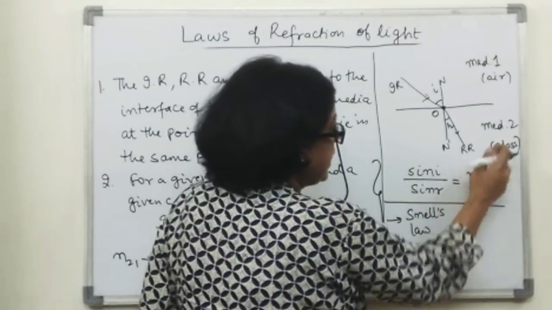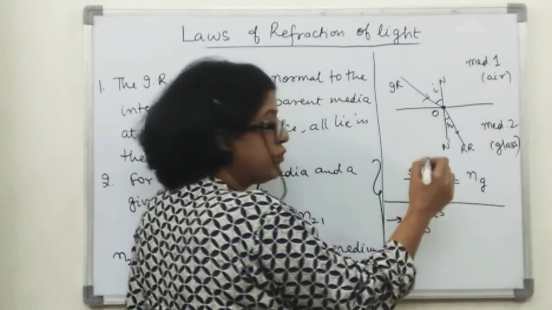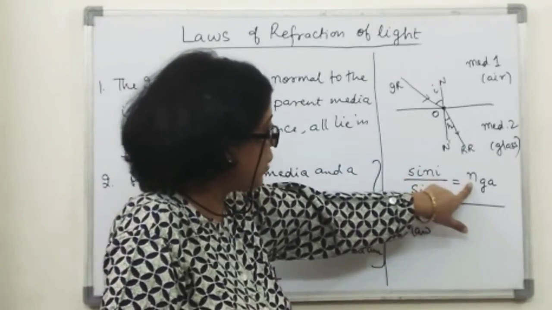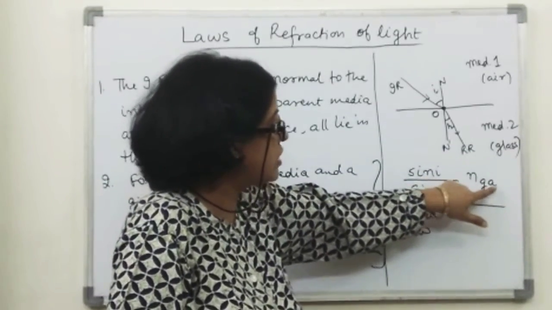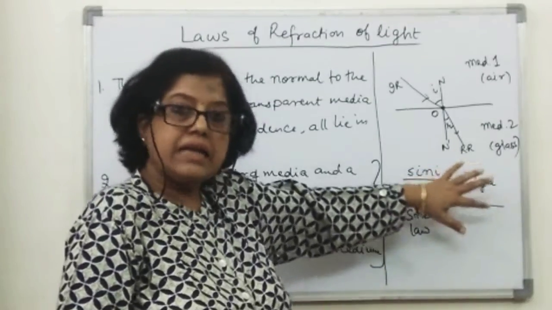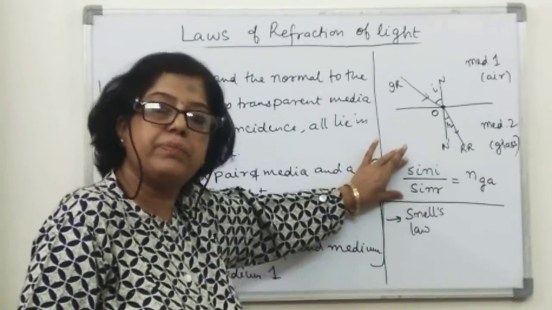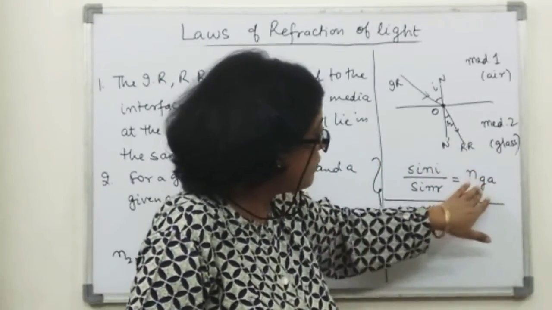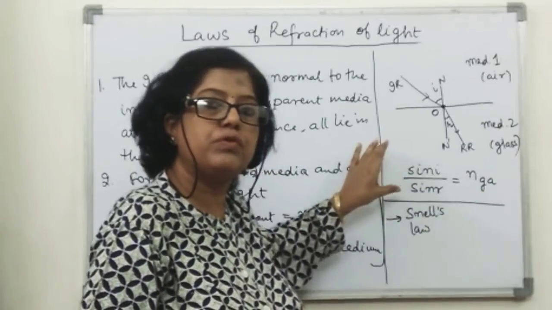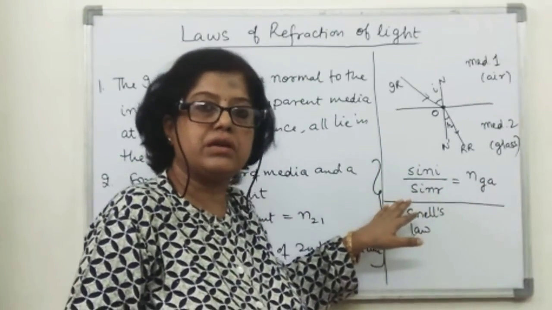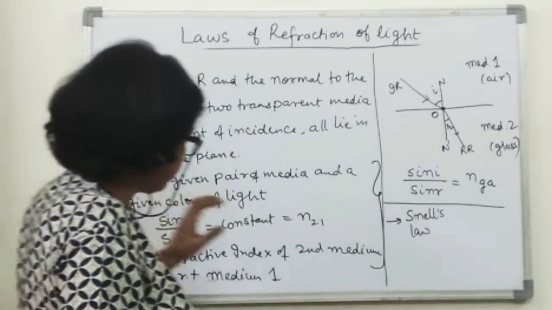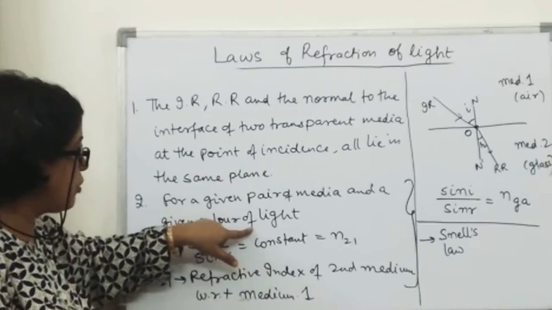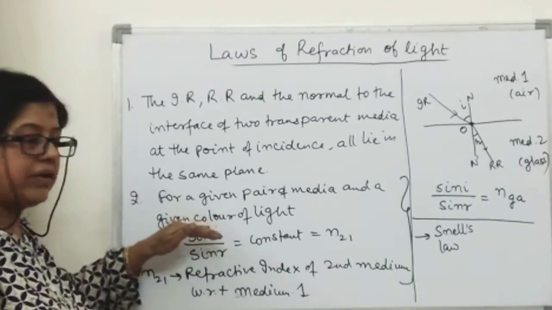So the refractive index of the second medium, that is glass, with respect to the first medium, which is air here. So sine i by sine r in this case will be equal to n_ga, the refractive index of glass with respect to air. And this ratio is constant for a given pair of media. That means if I take another pair of media, the value will not be the same as for the air-glass pair. Okay? And it is also constant for a given color of light. We will take this up while talking about dispersion, where it will be clearer why we said so.